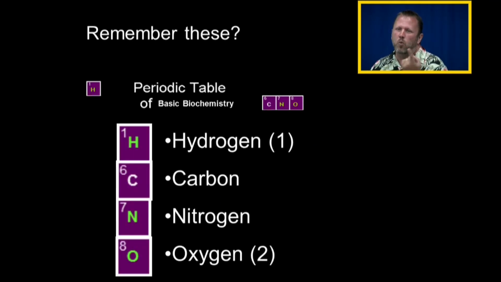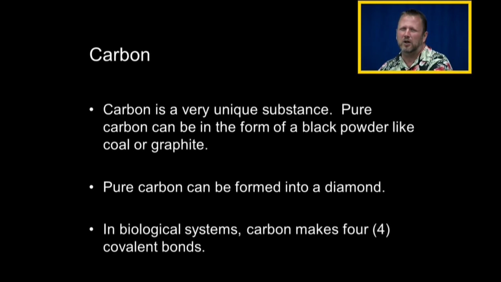Okay, hydrogen makes one covalent bond, oxygen makes two covalent bonds. I think I've kind of explained that. Let's talk about carbon. Carbon's a very unique substance. Pure carbon can be a black powder like coal or graphite. We can take pure carbon, make a diamond. In biologic systems, carbon is the backbone of biologic molecules.